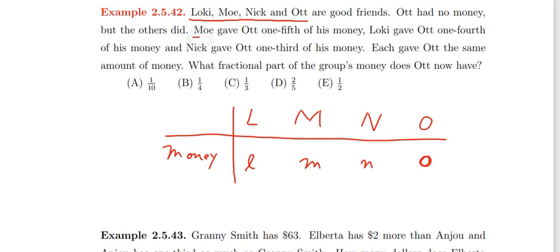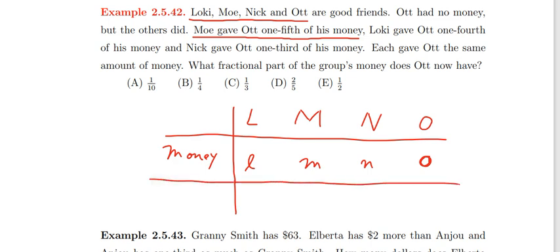So let's say M gives O 1/5 of his money. So by now he has 4 over 5 left. Then by now O has so much money, 1 over 5. Yeah, so O has this much money.